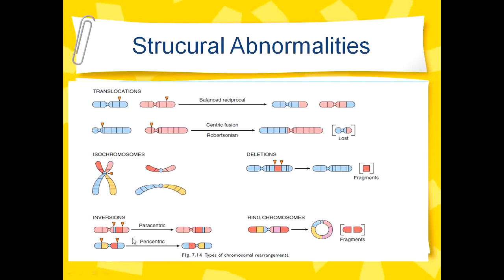Inversions are of two types. Paracentric doesn't involve centromere, while pericentric involves centromere, and the segment breaks off, flips over and reattaches. Here you can see red part is inverted to yellow part. Ring chromosome results when the ends of chromosome are deleted and then they fuse together to form a ring.